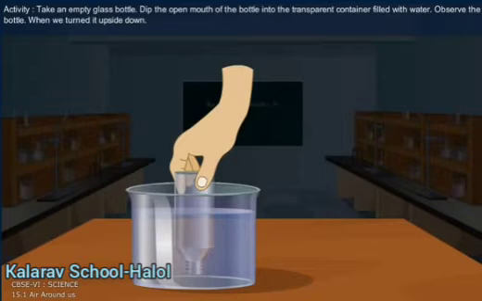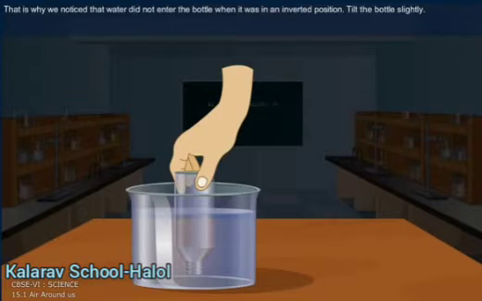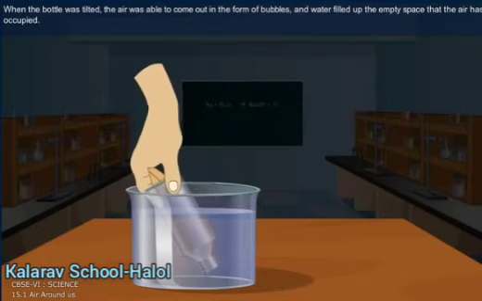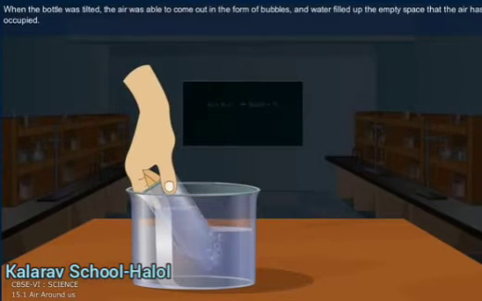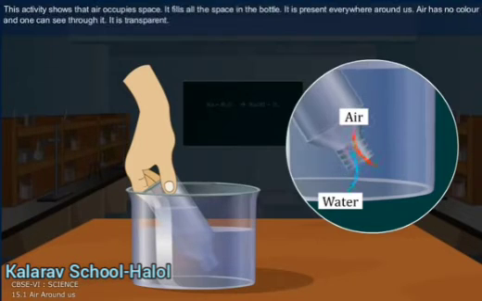Observe the bottle. When we turned it upside down, we notice that water did not enter the bottle when it was in an inverted position. Tilt the bottle slightly. When the bottle was tilted, the air was able to come out in the form of bubbles, and water filled up the empty space that the air had occupied. This activity shows that air occupies space. It fills all the space in the bottle. It is present everywhere around us.